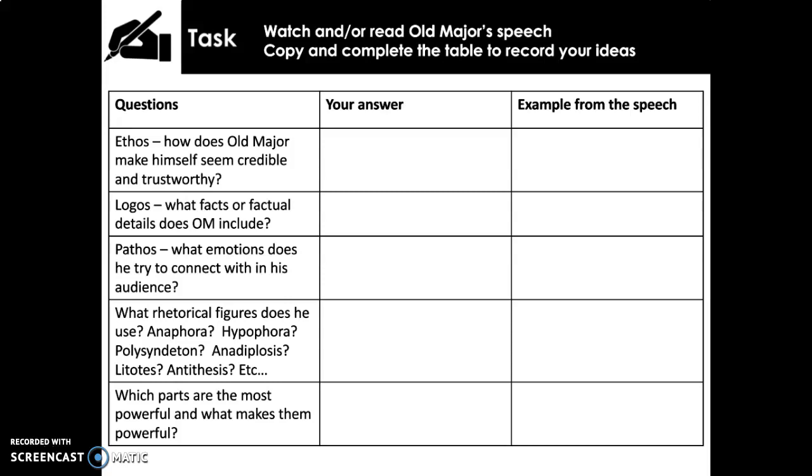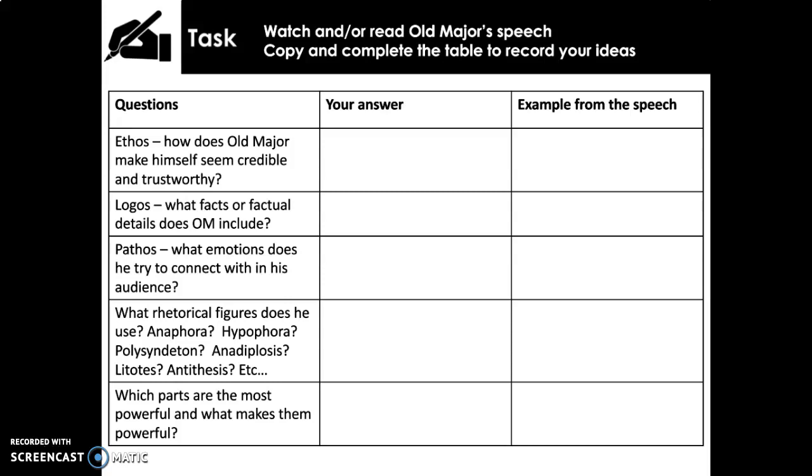So you're going to need to pause in a minute. Now we've got some key questions. We've got space for your answer and your thoughts, and then an example from the speech to back up what you're saying. So we're going to ask some questions. First of all, ethos. How does Old Major make himself seem credible and trustworthy?